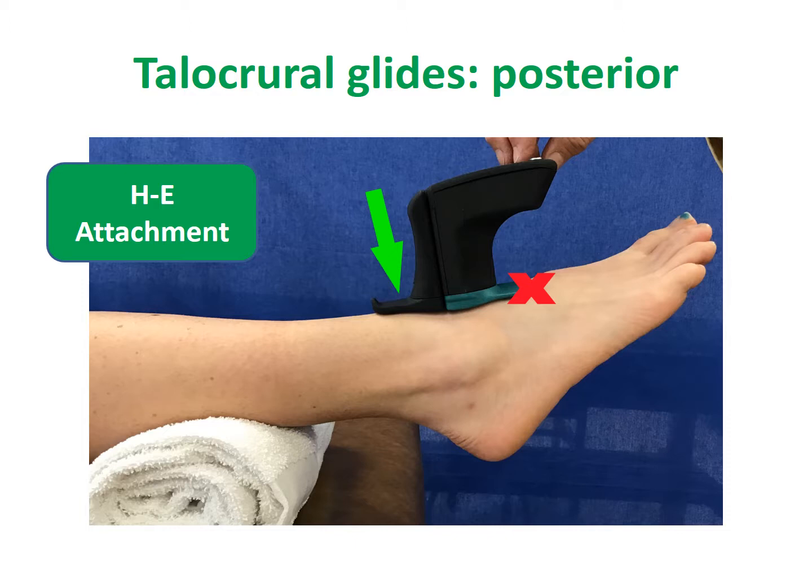Here you see the setup for a talocrural glide in the posterior direction using the Mobil-Aider. The patient is in the same position, supine, with the foot over the edge of the table, towel underneath the distal lower leg, and the HE attachment is donned on the device to perform this mobilization.